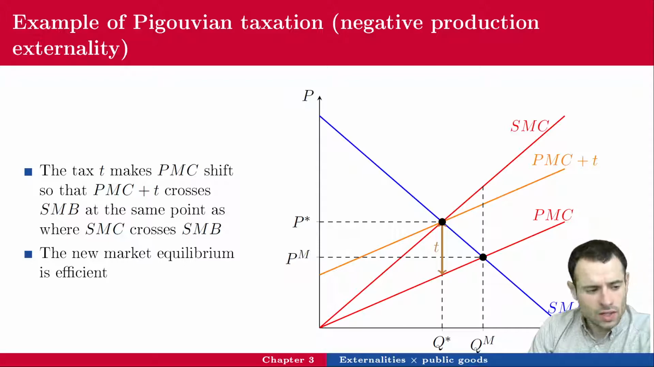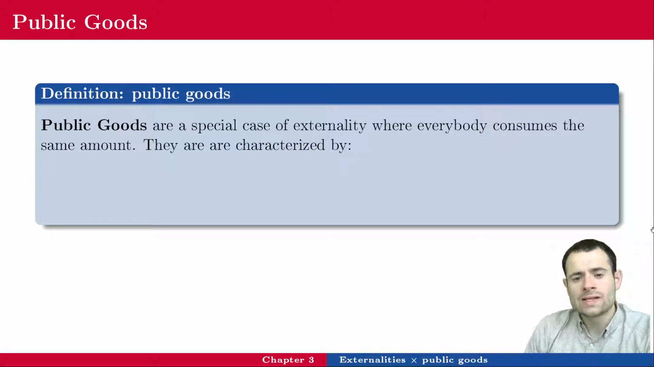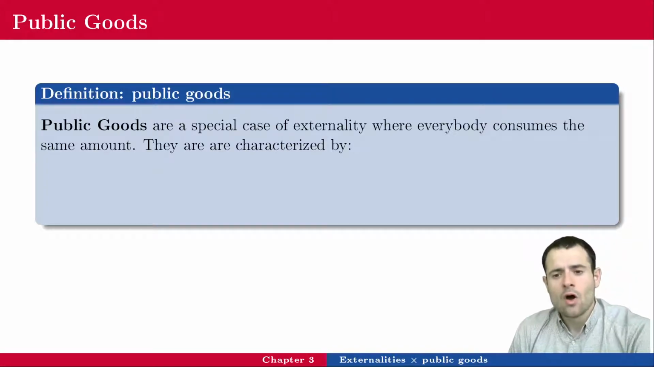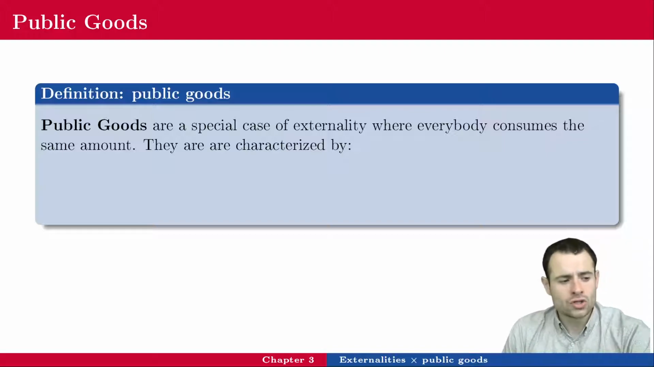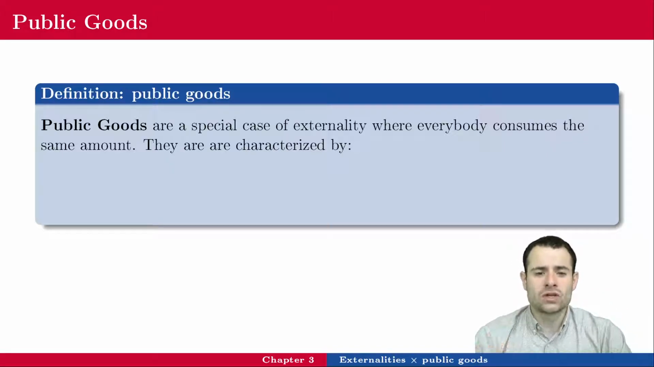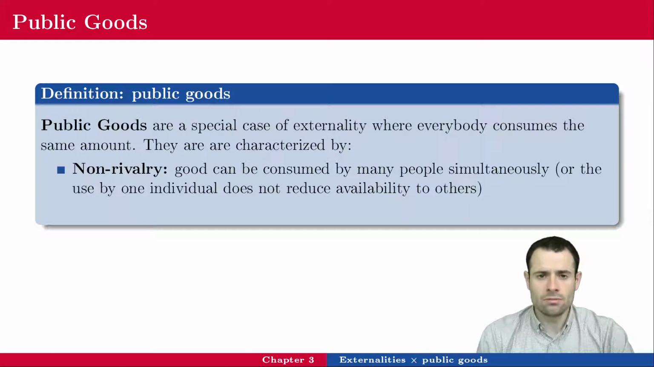Okay, so let me spend the last 5 minutes on public goods. Public goods are a special case of externality where everybody consumes the same amount. Those goods are characterized by two features. They are non-rival. In this case, it means that the good can be consumed by many people simultaneously, or the use by one individual does not reduce the availability to others.